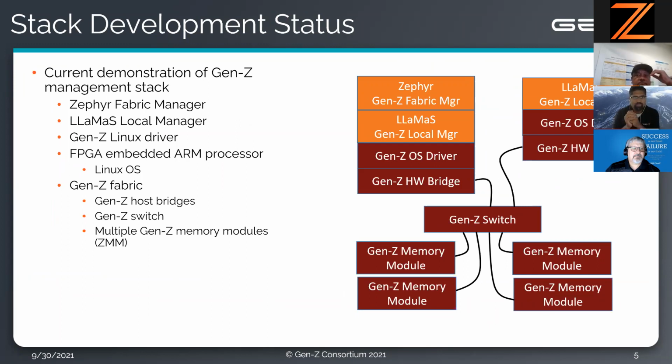So thanks, Rachel. This diagram depicts all of the pieces working in a fabric topology in our current demo. Here we have Zephyr running on top of Llamas on one of the hardware bridges. The other hardware bridge only has the Llamas local manager running. Both bridges have Gen-Z Linux drivers. The demos we're showing today are on an FPGA with embedded ARM processors. And finally, the entire Gen-Z fabric demo consists of Gen-Z hosts, bridges, Gen-Z switch, and several Gen-Z memory modules.